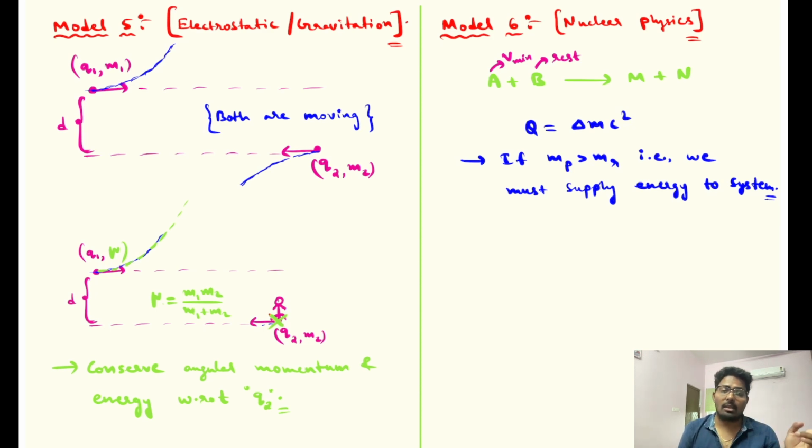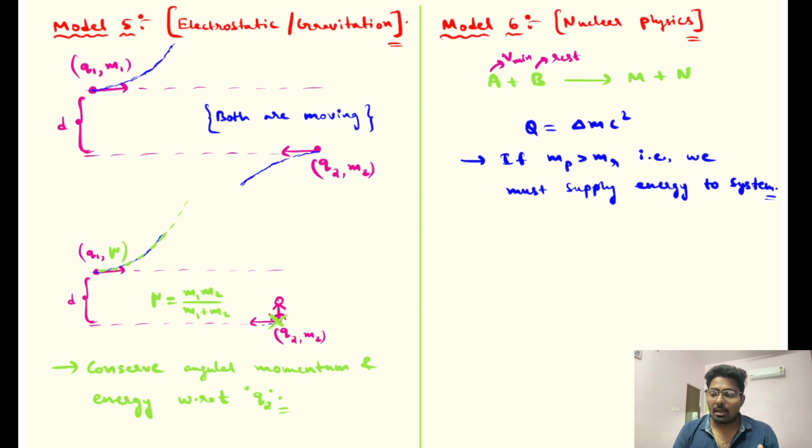We know when the mass of reactants is more than the mass of products, energy will be lost. How much energy will be lost? Delta m into c square, and we call this much the Q value. The energy is stored as the kinetic energy of the particles.